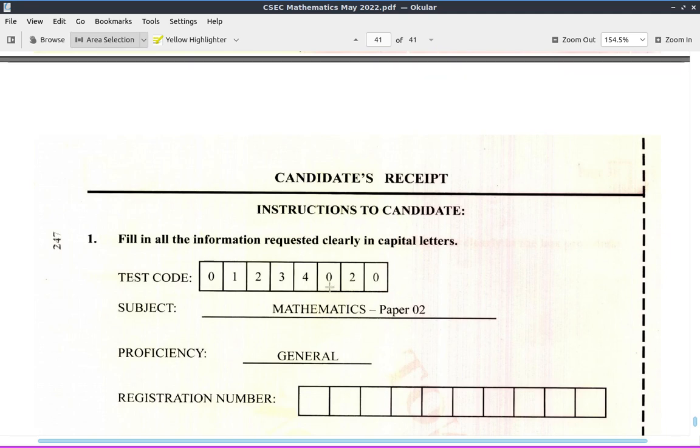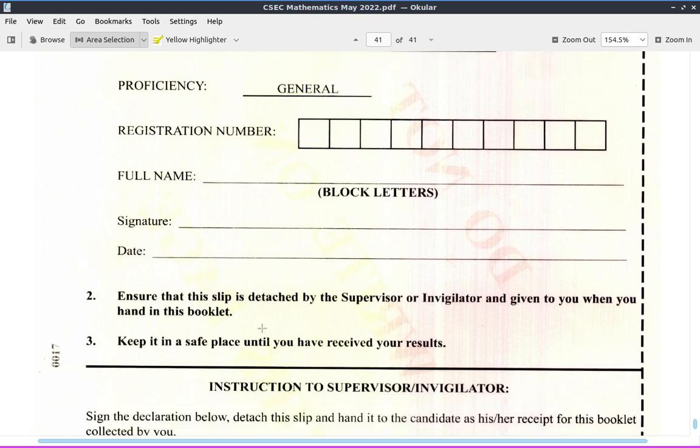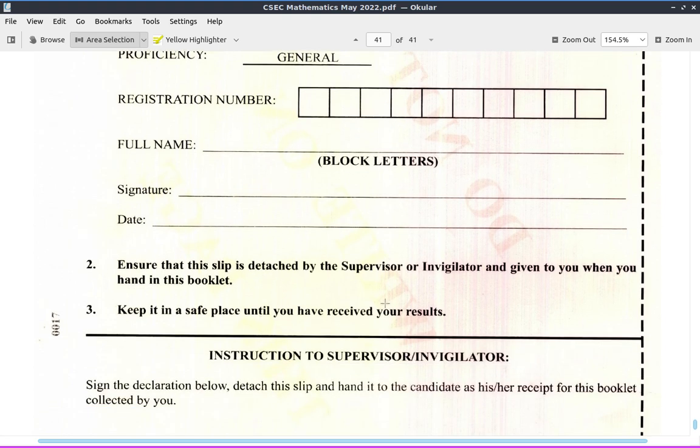So you sign here. You fill out your information here: full name, signature, date. Ensure that the slip is detached by the supervisor and invigilator and given to you when you hand in this booklet. Keep it in a safe place until you have received your result. Because if they say they haven't found any result and you have this, then you can show them to prove that you have indeed done the exam. Alright?